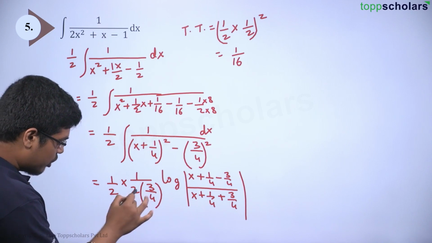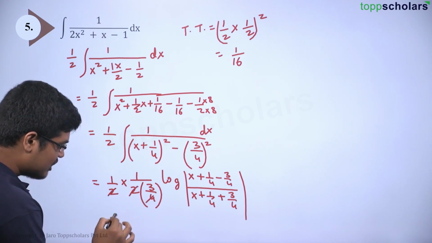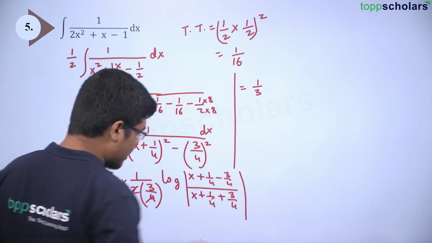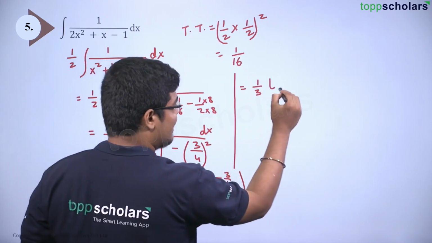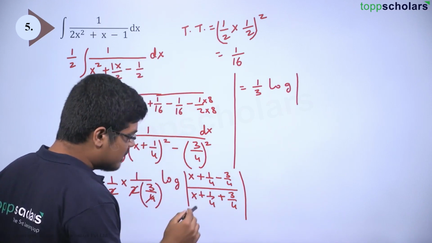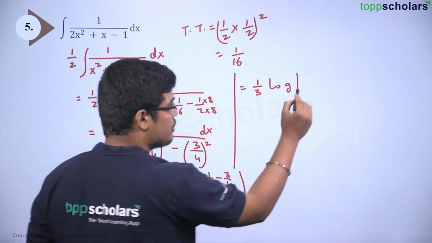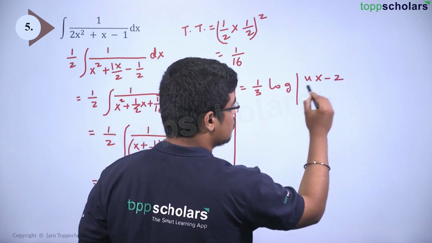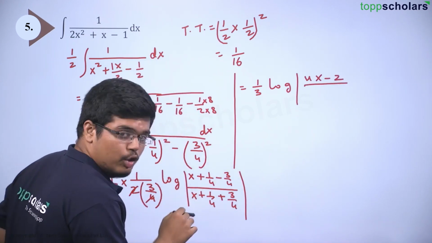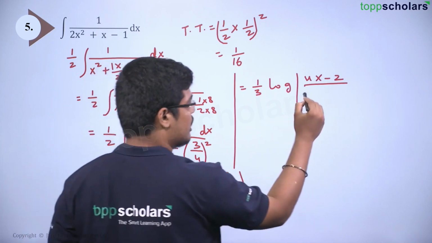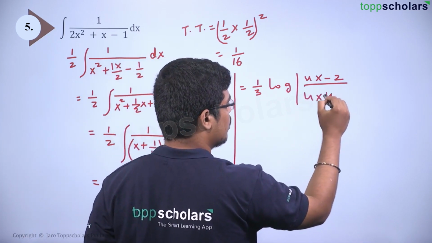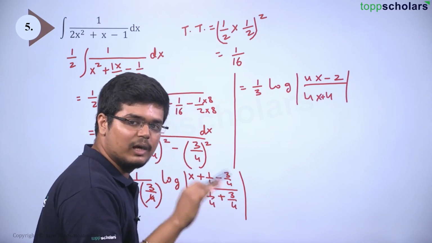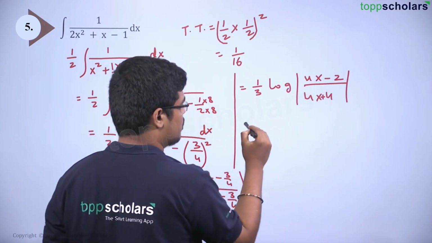2 into 2 is 4. It gets cut with this 4, which means we are left with 1 by 3. So the constant term outside will be 1 by 3. Here we have log. We'll have to take LCM within that log. When we take LCM, students, this is 4x and 1 minus 3 becomes minus 2 upon 4, and in the denominator we have 4x and 1 plus 3 is 4. So this is 4x plus 4 upon 4. Do you realize, students, the upon 4 will get cut. So we are left with 4x minus 2 upon 4x plus 4.